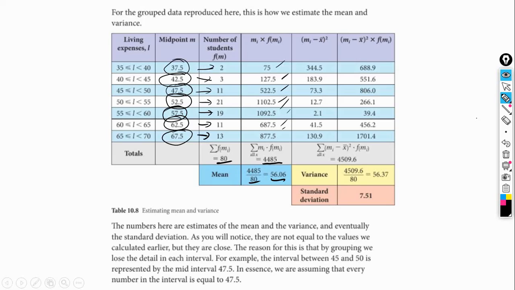Then, in order to find the variance, we would subtract each midpoint from the mean and square that. So we would get this. Then we would have to multiply that by the frequency, and we would get this. Add them all up, and we're going to get 4,509.6. So we have to divide that by the sample size, which is 80, and we're going to get a variance of 56.37. Square root that, and the standard deviation would be 7.51.